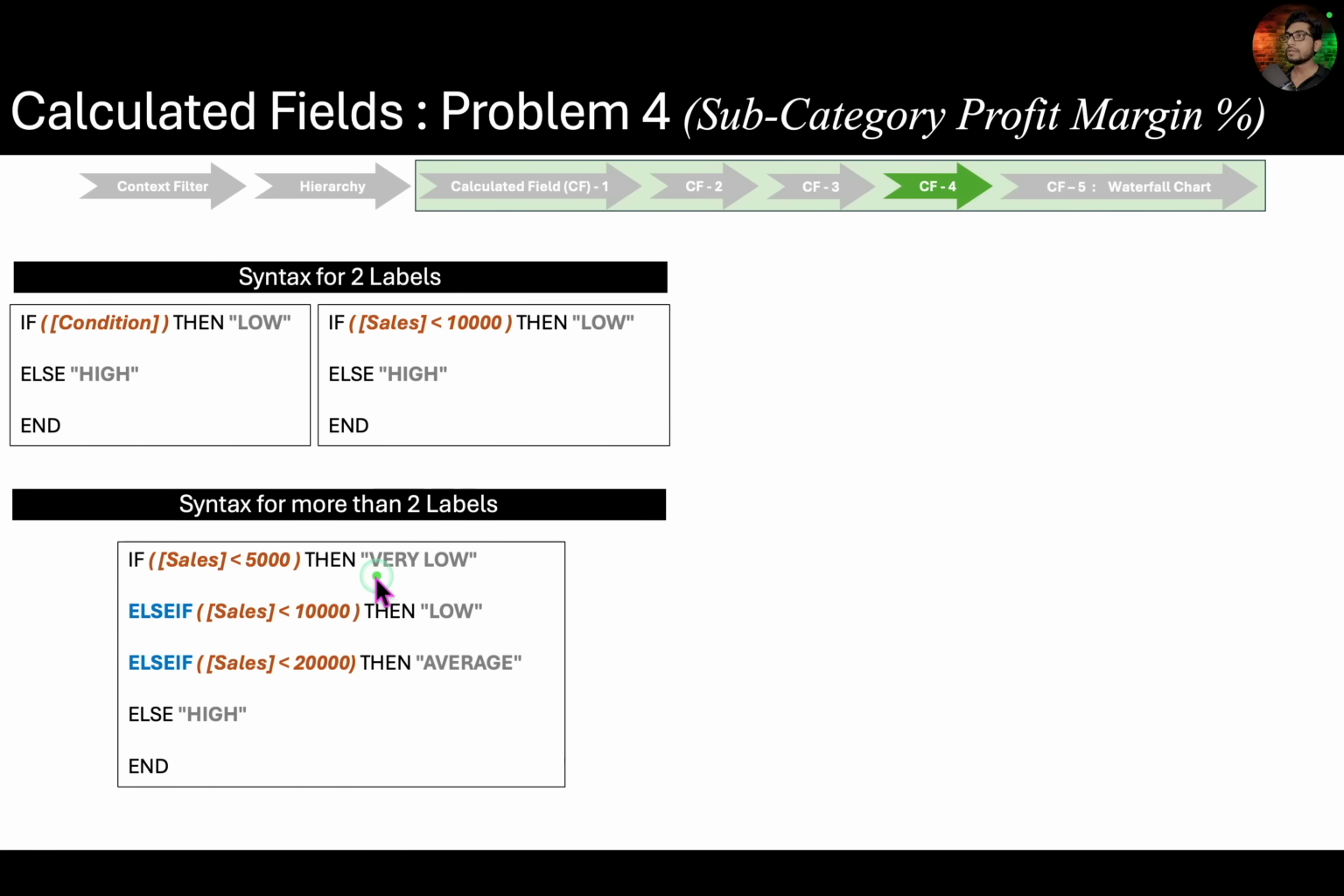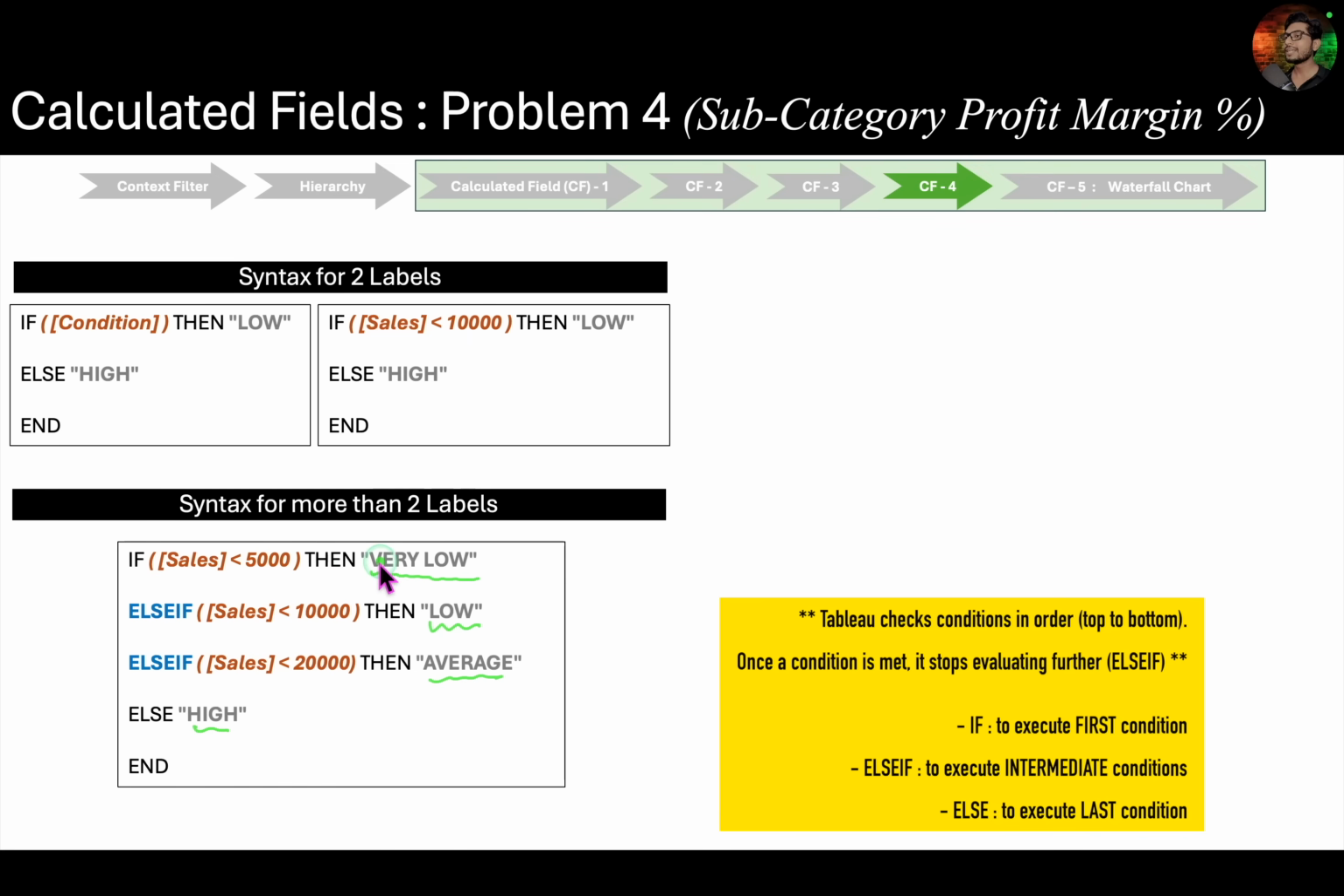Now let's say you're working with more than two categories, or say 4 labels. Now we want to classify sales into 4 categories of very low, low, average and high. We'd go something like, if sales is less than 5,000, then call it very low. Else if sales is less than 10,000, then low. Else if sales is less than 20,000, then call it average. Else high. And we end the statement with END. Pause for a minute and try to understand the simple logic written over here.